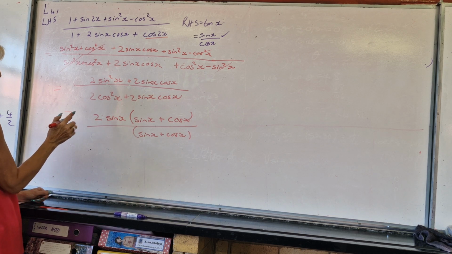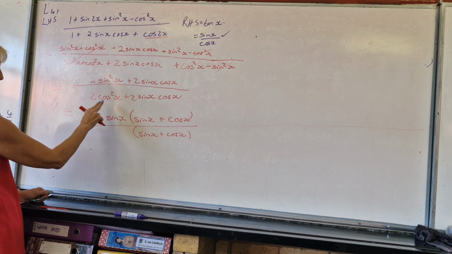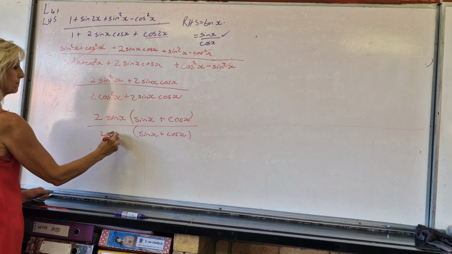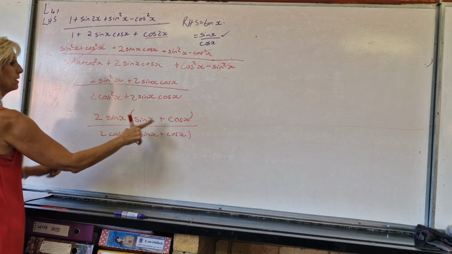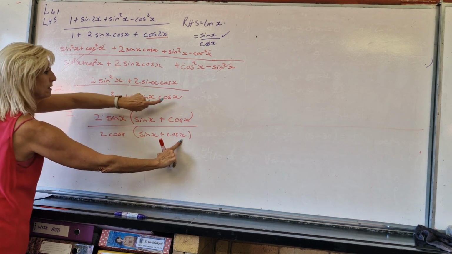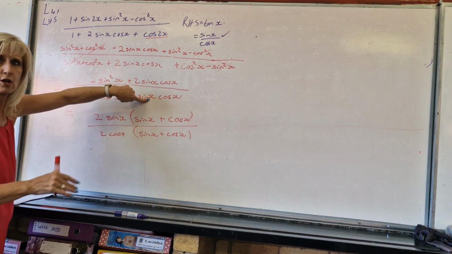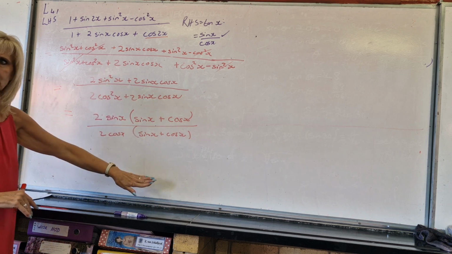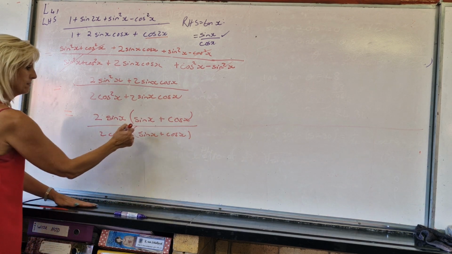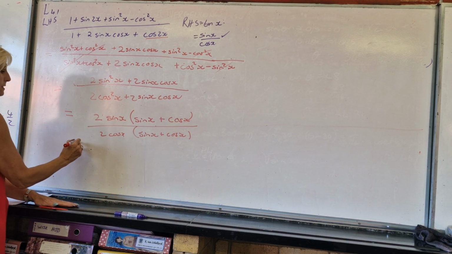Isn't it a help though? What am I going to be able to factorize here? 2 cos. What's left? Cos plus sin. It's just the other way around, and it's plus, so there's no problem. Happy on that? Cancelling out. 2's cancelling out, and sin over cos?